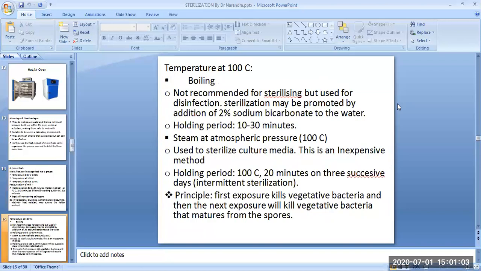Temperature at 100 degrees: boiling. It is not recommended for sterilizing but is used for kitchen infection. Sterilization may be promoted by the addition of 2% sodium bicarbonate to the water. Holding period.